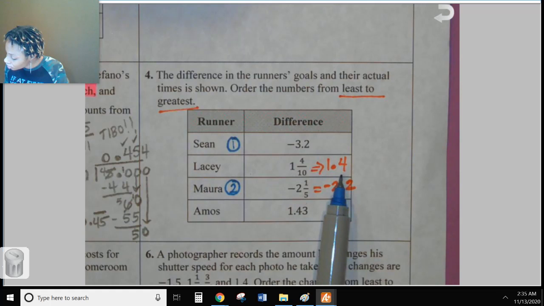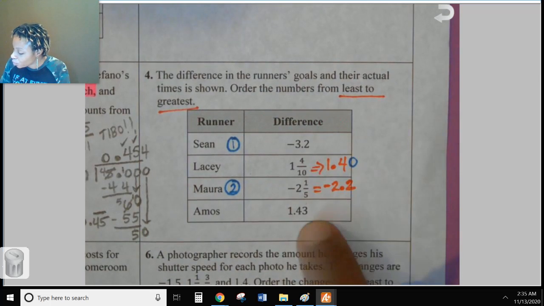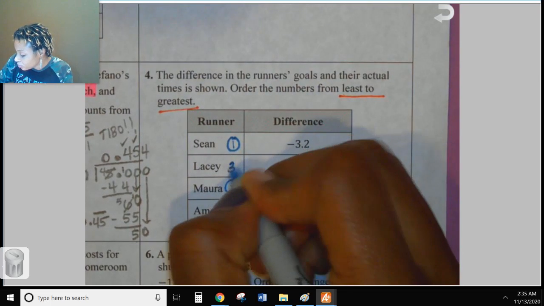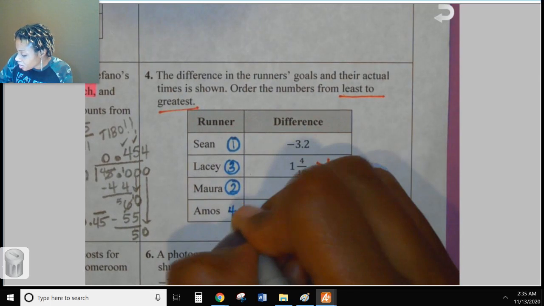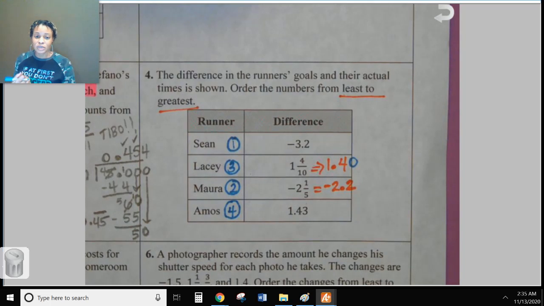And then here, 1.4 or 1 4/10. And I can add a 0 to make these comparable. This is 40 and this is 43 hundredths. So then it would be Lacey. And last would be Famous Amos. So if I put these in order from least to greatest, the runners: Sean, Mora, Lacey, and Amos. This is their order from least to greatest. So that was a pretty easy conversion, and we're always happy about those, right?